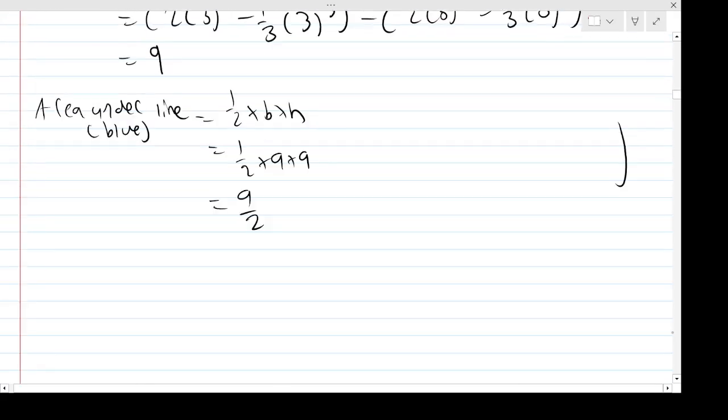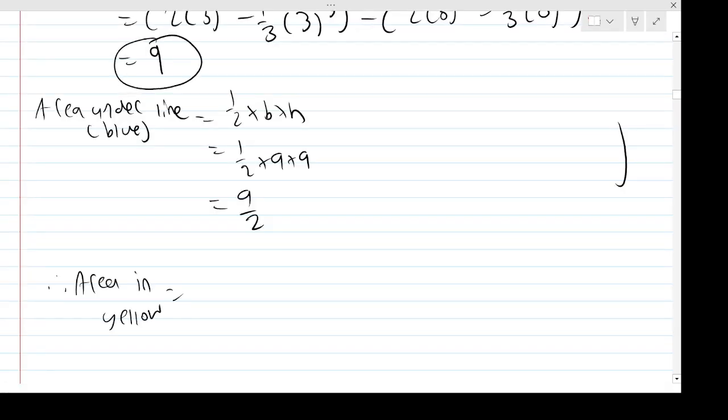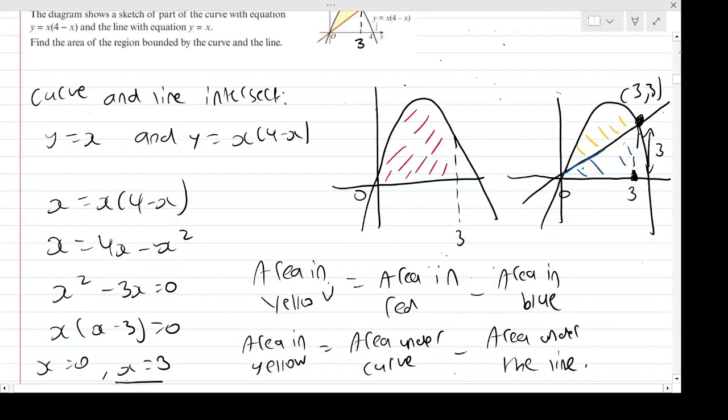Okay, so therefore the area in yellow, which is what we want, as we discussed, it's the area under the curve, which is 9, take away the area in the triangle under the line, which is 9 over 2. That's 9 over 2. And there we are. So the area in yellow overall is 9 over 2.